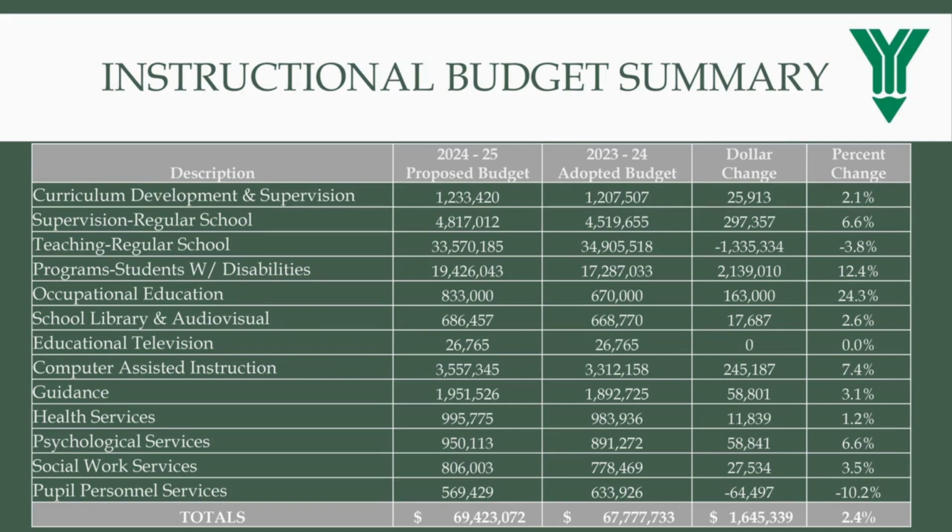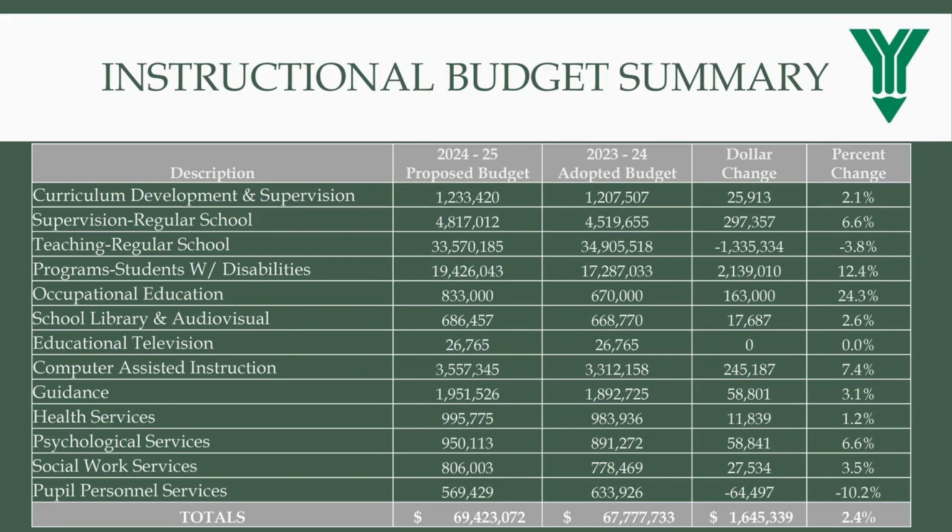Overall, the instructional program is increasing by 2.4%. You'll see that on the bottom line. Included in the curriculum and development department is the Office of the Assistant Superintendent for Curriculum and Instruction, which contains all professional development expenses district-wide and the cost of any new initiatives.